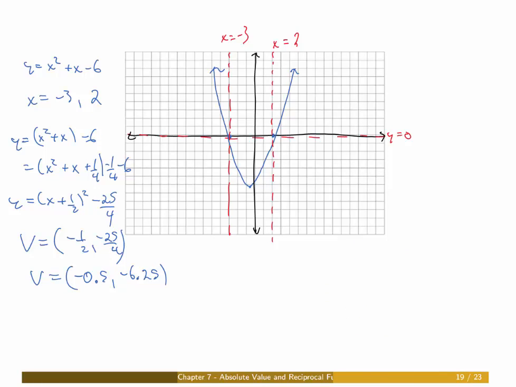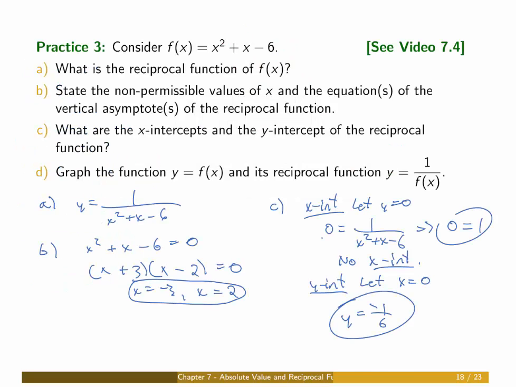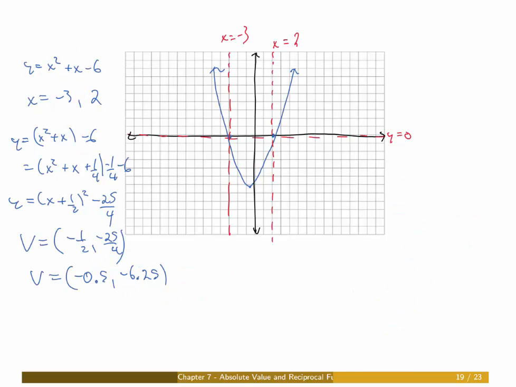Now from here, we need to plot the invariant points. Okay, you can kind of see what the solution is going to look like. We also can plot a few other points on this graph. We know that the y-intercept of the reciprocal function is at negative 1 over 6. That's the y-intercept. Really small.